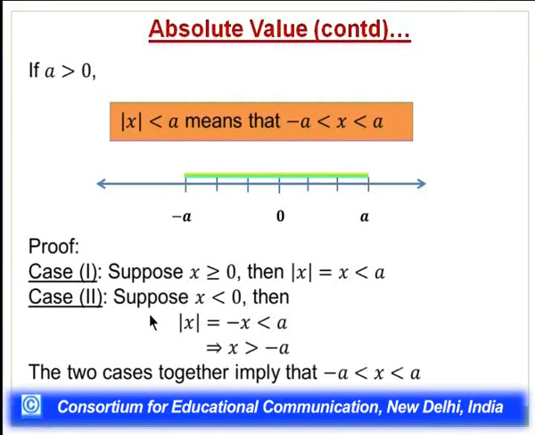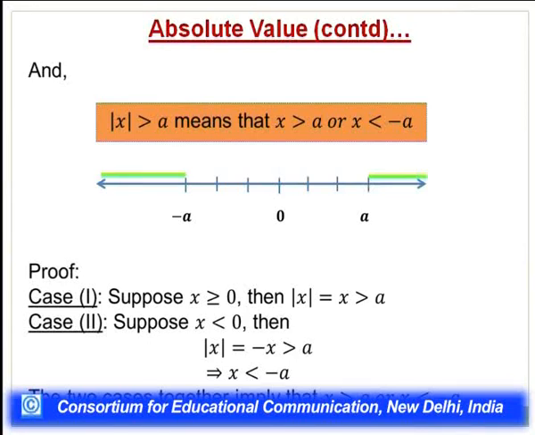Then in the second scenario, suppose x is negative. In that case, the absolute value of x is equal to minus x, so that our inequality mod of x less than a boils down to minus x less than a, which in turn implies that x is greater than minus a. If I multiply the inequality on both sides by a negative, then I have to reverse the inequality. So x becomes greater than minus a, and combining the two cases then gives me the result that x lies between minus a and a.